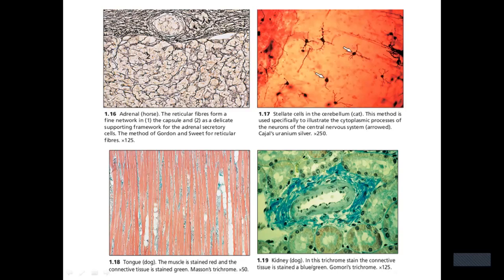Another figure, the tongue. The muscle is stained red and the connective tissue fibers green with Masson trichrome stain. We have two colors: red muscle and green collagen fibers. Another figure, kidney. This is a kidney tubule with Masson trichrome stain, where the connective tissue is stained blue. The connective tissue is blue in this figure, while in the previous one the connective tissue is green. This is the Masson trichrome, a special type of stain.